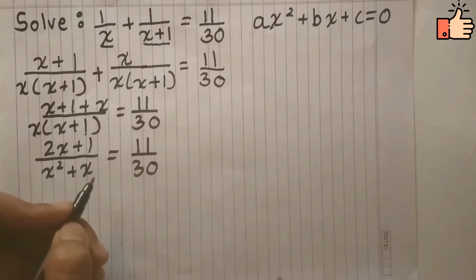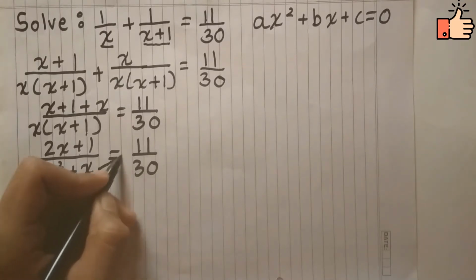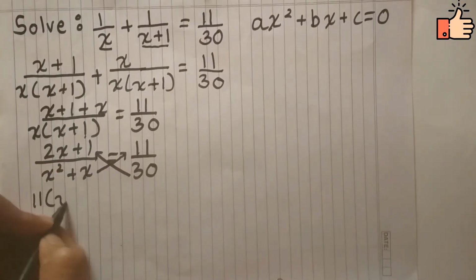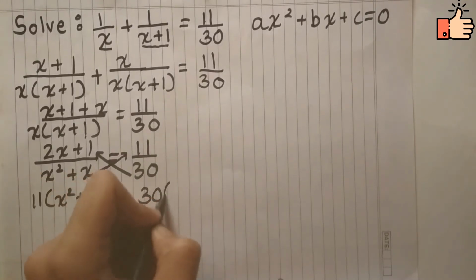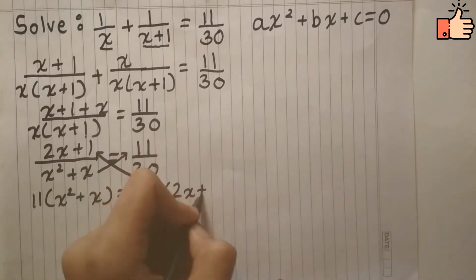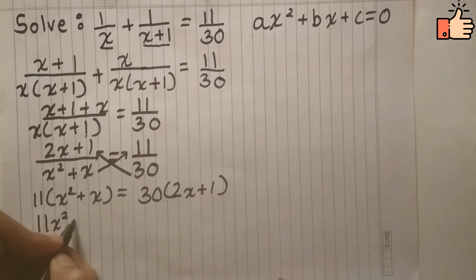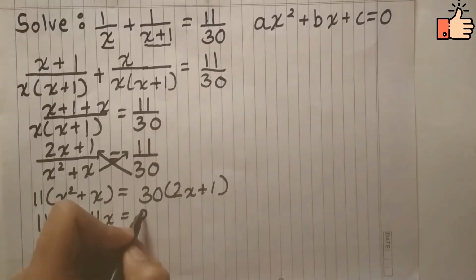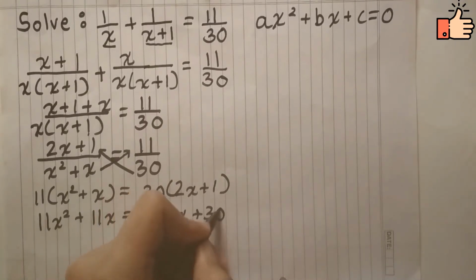Now we'll cross multiply this equation to get it in the standard form. For that we'll multiply this with this and this with this. So 11 times x squared plus x equals 30 times 2x plus 1. So that is 11x squared plus 11x equals 60x plus 30.